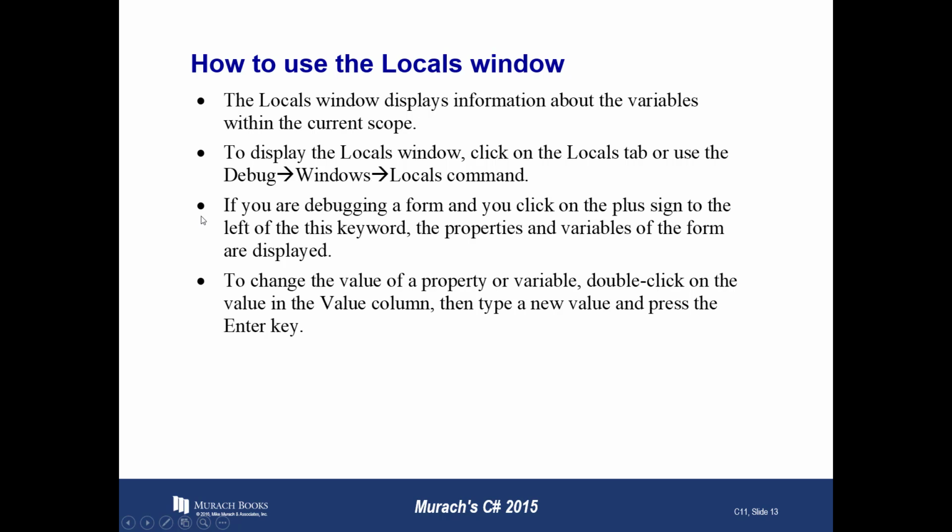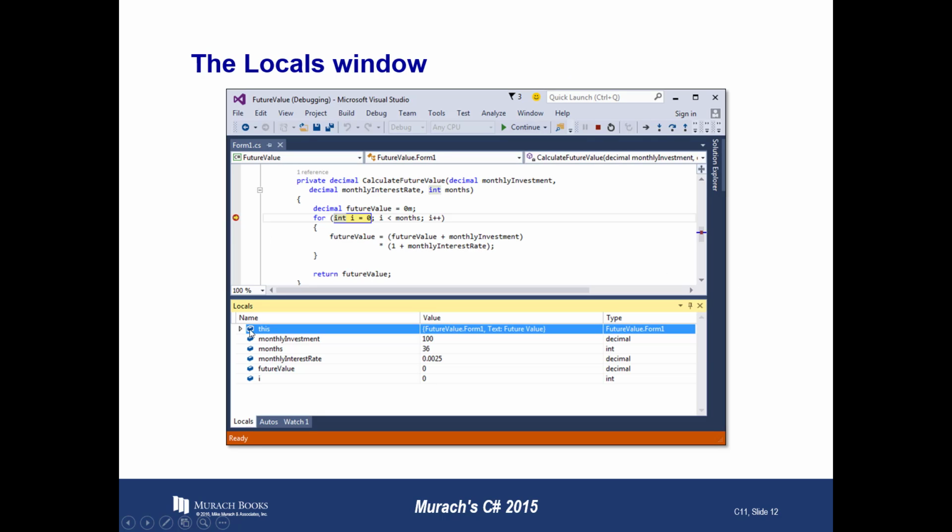So the locals window, as it says, displays information about variables within current or local scope. To display it, you click on the Locals tab or do a Debug, Windows, Locals. If you're debugging a form, it says, and you click the plus sign to the left of the keyword, the properties are displayed. That's over here.